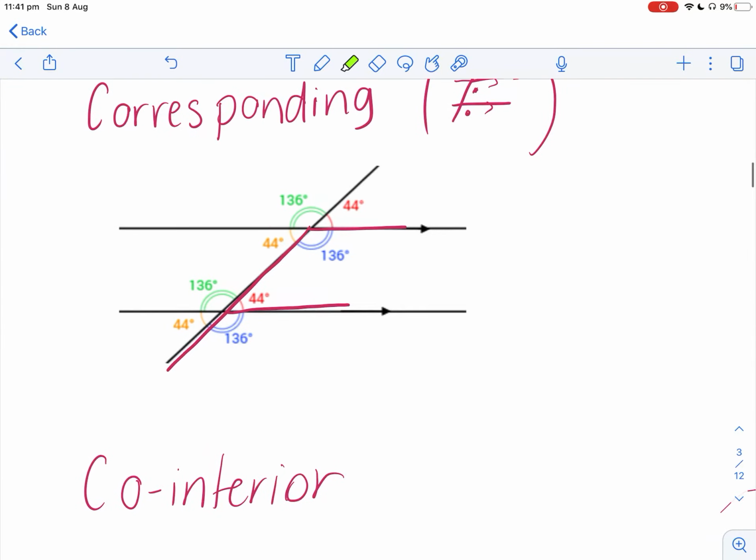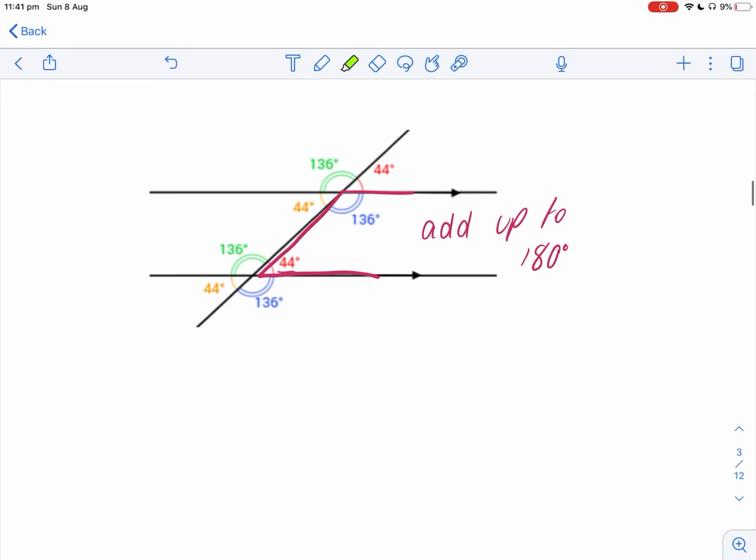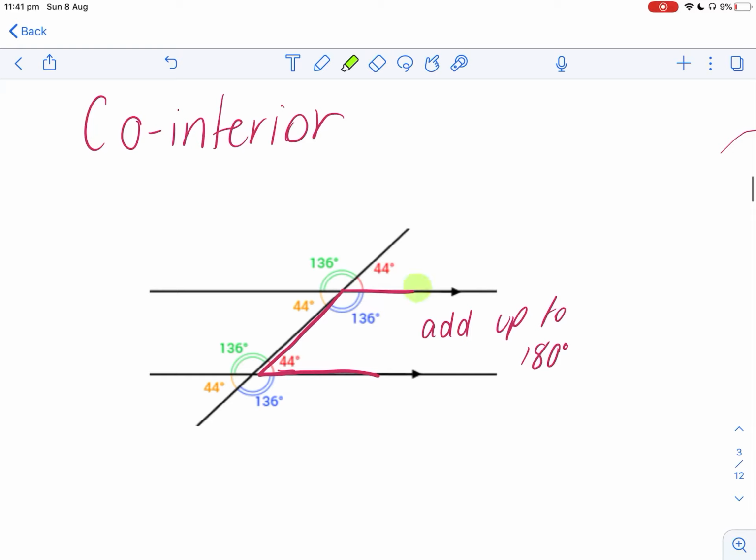The next rule is corresponding. Corresponding makes a capital F, where this angle in here and this angle in here are the same. And the last one is co-interior, which makes a capital C sort of shape, and these 2 angles add up to 180.